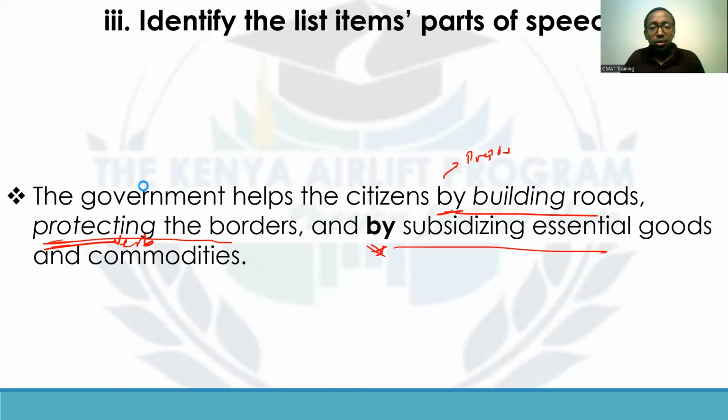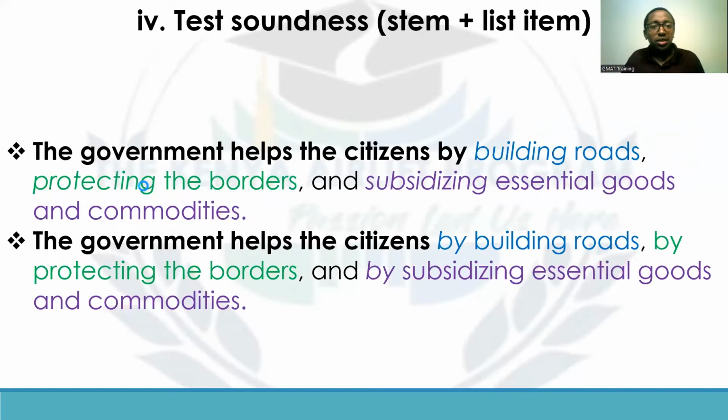So number 4 is test soundness. This number 4 comes after you have identified if the sentence is parallel or not. So this only comes if the sentence is parallel. If it's not parallel, there's no need of going on to this 4th step. Like our previous sentence, it wasn't parallel, so you wouldn't reach this step. But now here we have 2 examples.